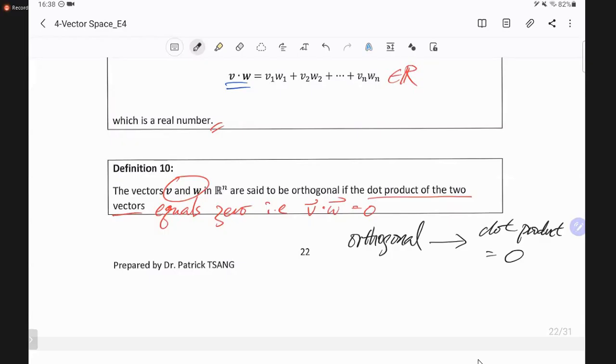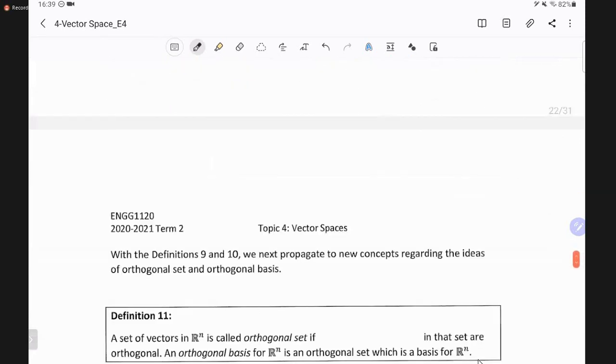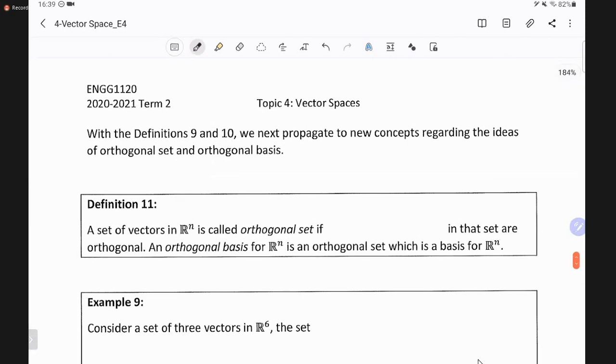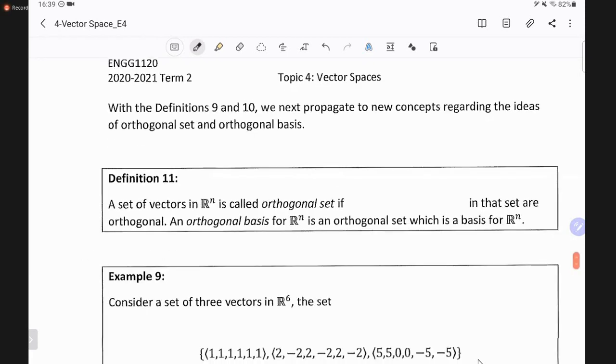We will build on this concept of orthogonality, and we are going to extend it, not restricted to two vectors. Now I would like to proceed to describe orthogonality in a set, and even a basis. So I would like to borrow this idea and extend it to a set and a basis. So let's take a look.